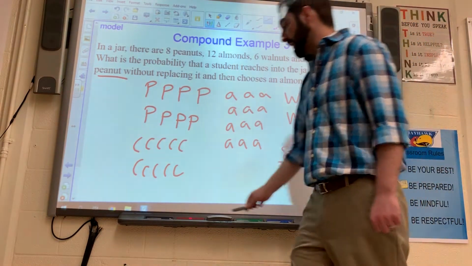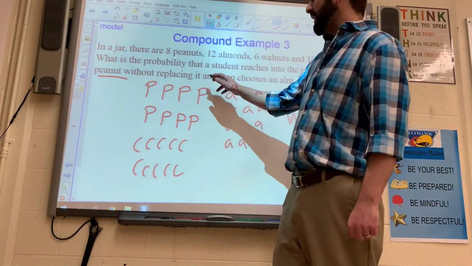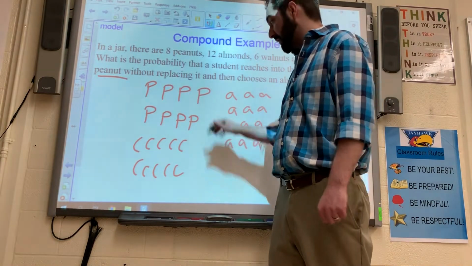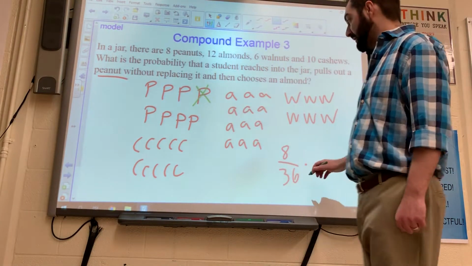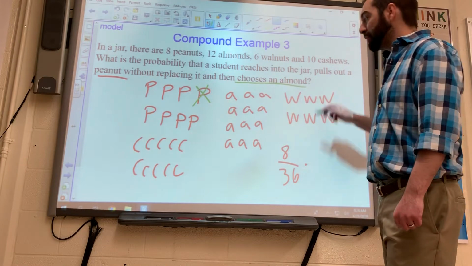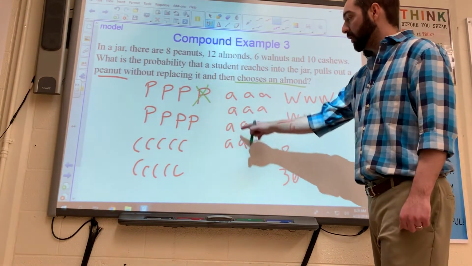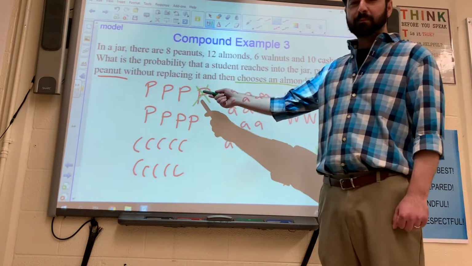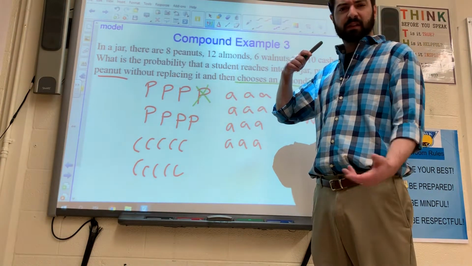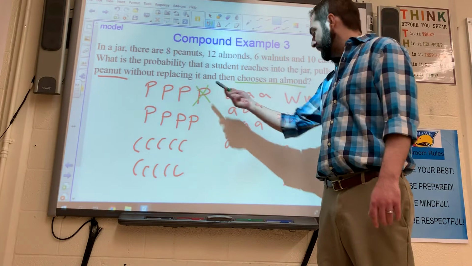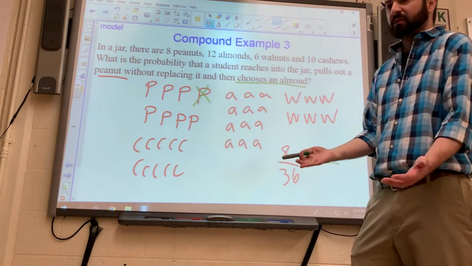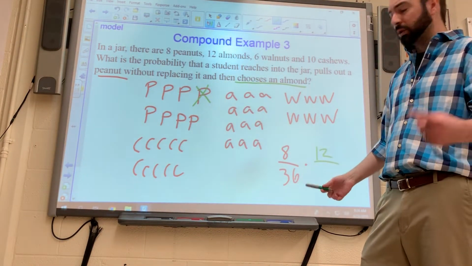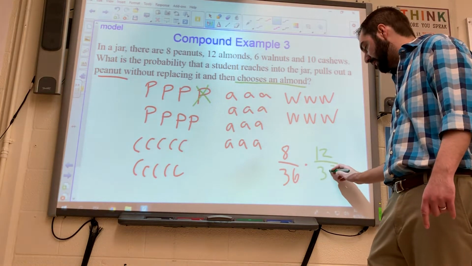Well, now, if I keep reading, it says he takes the peanut and he does not replace it. So I got to get rid of one of these peanuts. Then it says, what's the probability that he chooses an almond? Well, again, I can look. I have 12 almonds. But now I have to think to myself, if they took that peanut out and he ate it, and he obviously didn't put it back in the jar, how many things are left? Well, you started with 36, but we took one out, so now there's only 35.